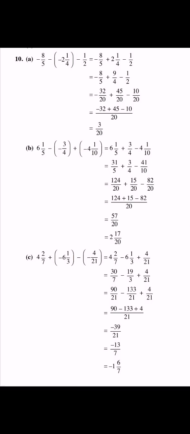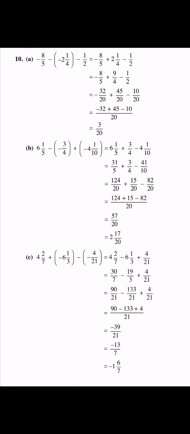From here we can easily see that the denominators of all three terms are the same, so we write it at once and simply add the numerators, and it will become 124 plus 15 minus 82, and after simplification it gives us the answer 57 divided by 20. And writing our answer in mixed number form, it will become 2 whole 17 divided by 20, which you can easily see by dividing 57 by 20.